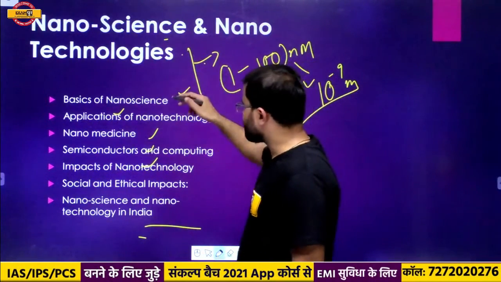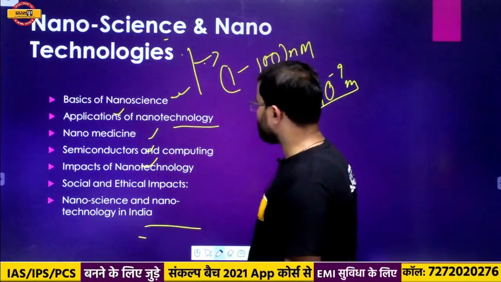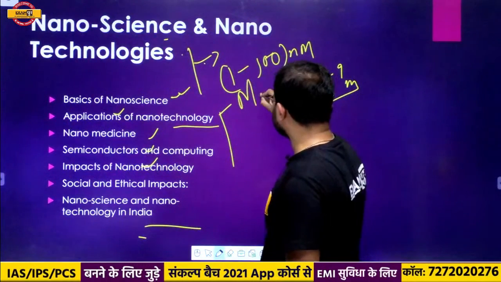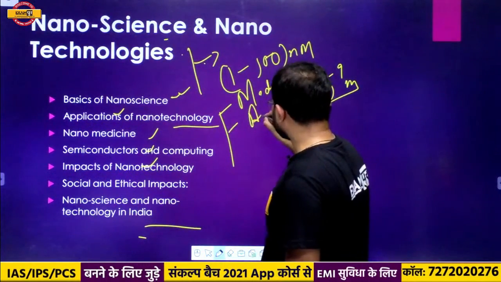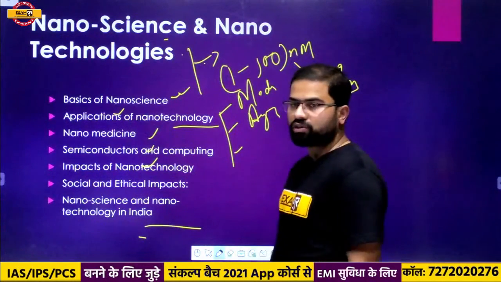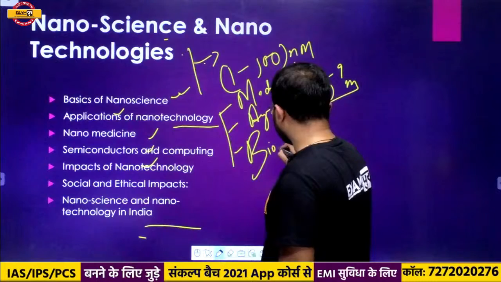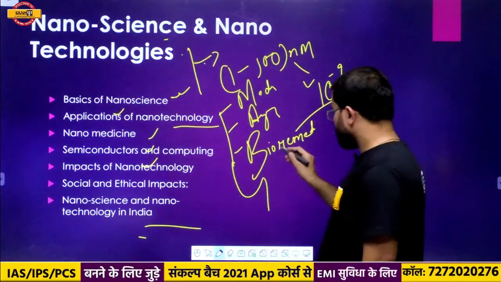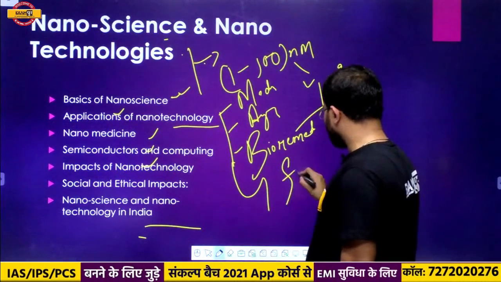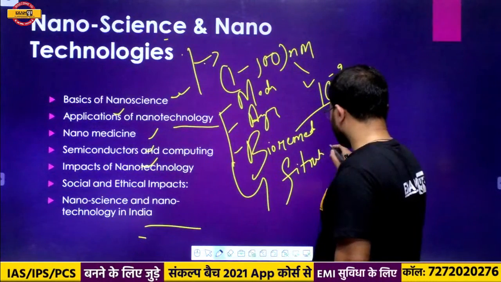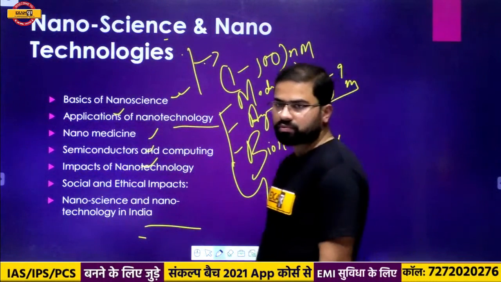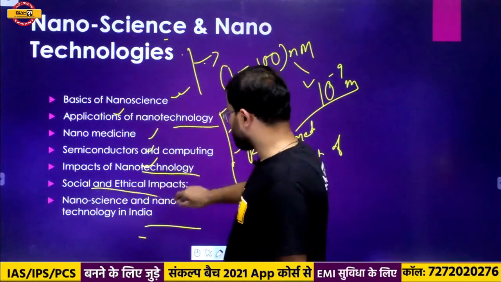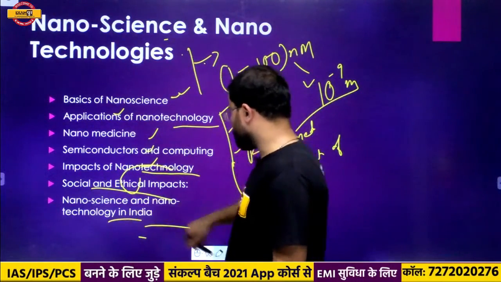So first of all we should know the basic of nanoscience, application of nanotechnology. हम लोग कहाँ यूज़ कर सकते हैं? In the fields of medicine we can use this nanotechnology. In the fields of agriculture also we can use this nanotechnology. In the fields of bioremediation also we can use this technology. In the future course of time we can use this technology for the filtration of water, ठीक है, filtration of water by the use of nano filters, ठीक है. Impacts of nanotechnology, social and ethical impact, nanoscience and nanotechnology in India.